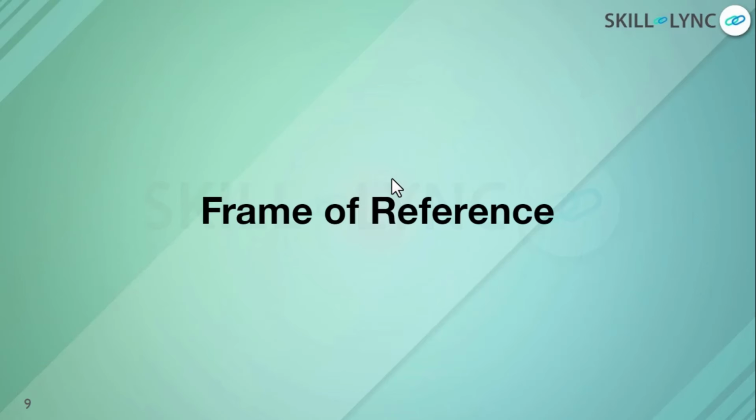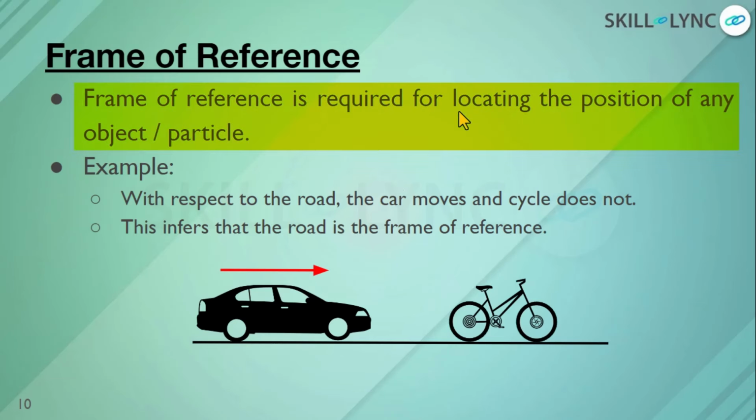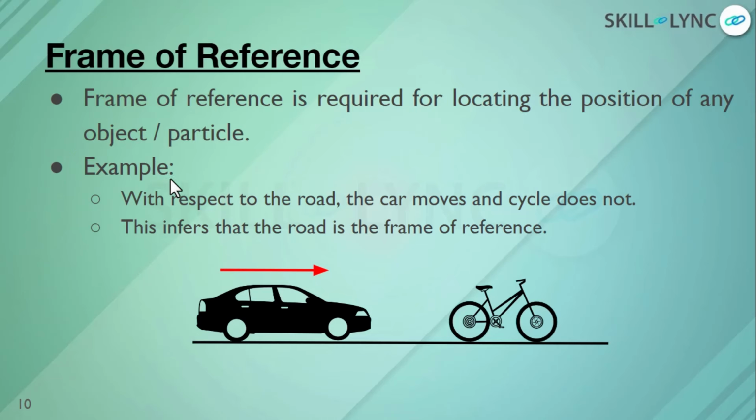The next thing we are going to study is frame of reference. Frame of reference is required for locating the position of any object or particle. Example: with respect to the road, the car moves and the cycle does not. It means the observer is standing on the road and talking about a frame of reference called road, where the car is moving on the road and the cycle is still. This infers that the road is the frame of reference.